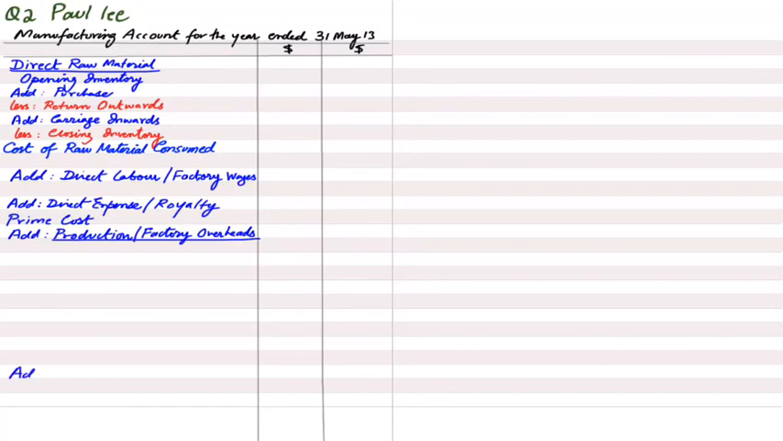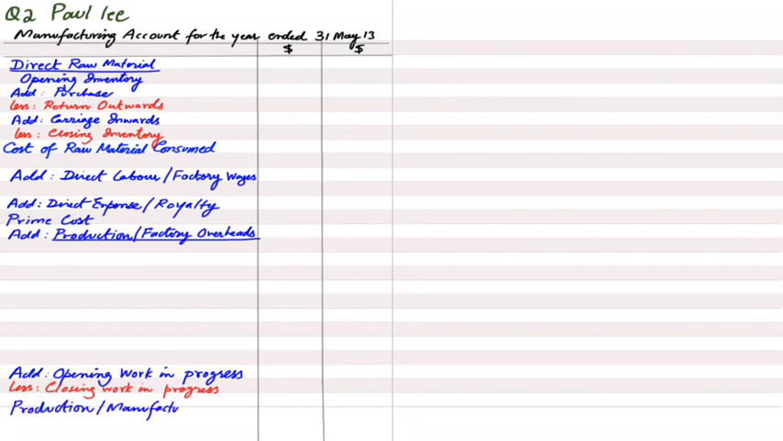And lastly, we need to make an adjustment for work in progress. Work in progress, we already discussed, are incomplete goods. We'll be adding opening work in progress and subtracting closing work in progress. Then in the end, we'll get production or manufacturing cost, also known as cost of goods manufactured. It means that in the factory in this period, the goods that we have produced cost us this much amount. So this is manufacturing cost or production cost.